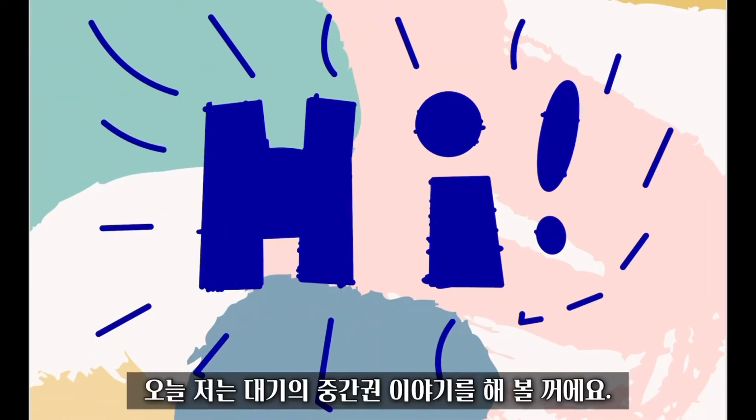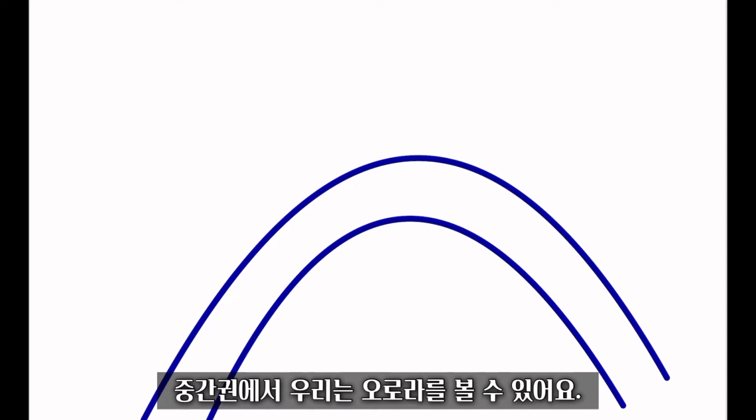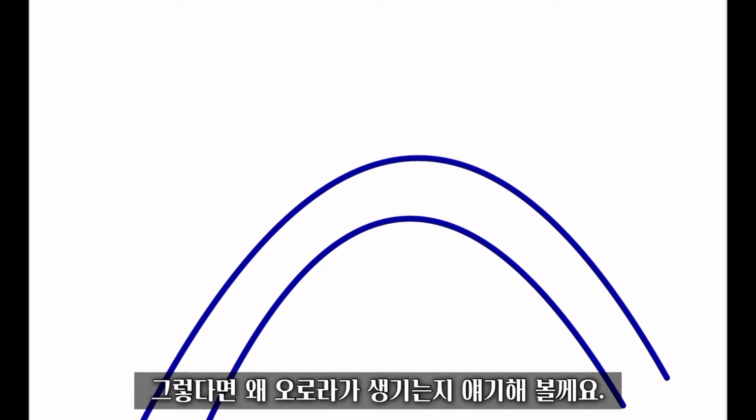I'm gonna talk about the mesosphere. Earth has 5 atmospheres, as you know, and the mesosphere is the third. In the mesosphere, you can see the aurora, known as the northern lights, right? I'll tell you about how the aurora is caused.